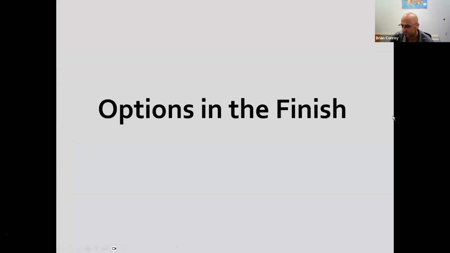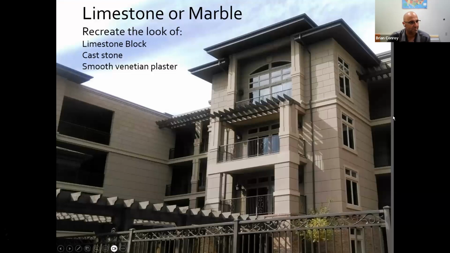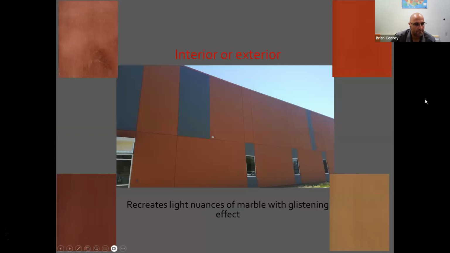The other options are things like this, a limestone or marble look. This is a very smooth finish, kind of like a Venetian plaster. This is kind of what it could look like. You can see some of it gets stained if you want a stain. These are big wall panels. They're very, very smooth, almost like sheetrock smooth on some of this stuff.